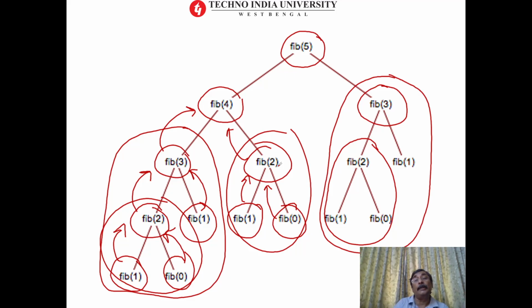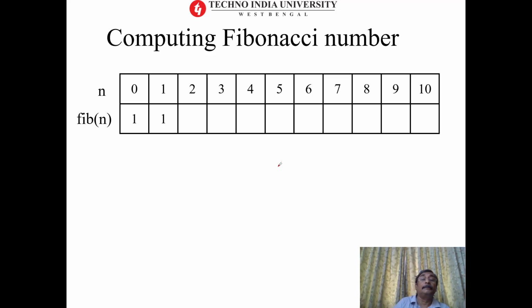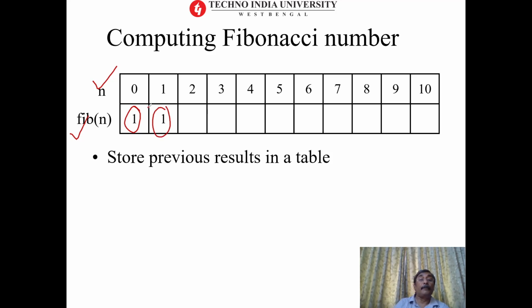So that's okay. Therefore, I find out that we are repeating a lot of computation that we have already done. In order to alleviate that, what I did is I created a one-dimensional array for every n. So for fib0, this will remember what is fib0. This for 1, this will remember what is fib1, and so on. Now, what I'm doing is storing the previous results in a table.